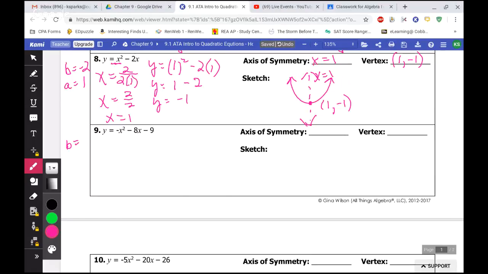All right, what's my B value for number 9? -8. -8. What is my A value? -1. -1. Good job. X equals, so what's the opposite of -8? Positive 8. Positive 8 over 2 times negative 1. So x equals 8 over 2 times negative 1 is negative 2. 8 divided by negative 2 is negative 4. So my axis of symmetry is x equals negative 4. I'm going to plug in that negative 4 back into the original equation.